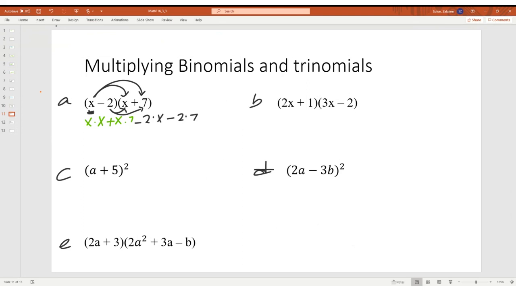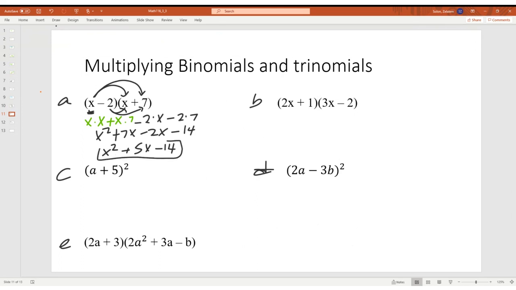Okay. So x times x is x squared. x times 7 is 7x. And we have negative 2x. Negative 2 times 7 is negative 14. If you see the ones in the middle, they are like terms: 7x minus 2x is 5x. So I have x squared plus 5x minus 14.